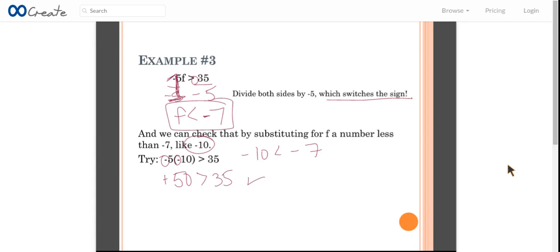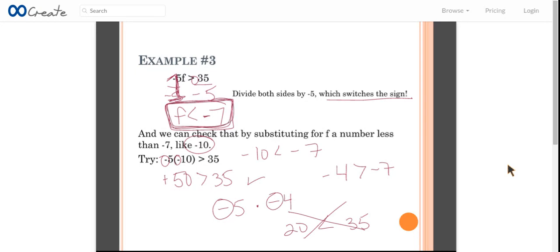Let's do another one with -4. -5 times -4. Well, -4 is bigger than -7, so let's check. -5 times -4: 5 times 4 is 20, and I have both negatives, so my sign is positive. Well, 20 is actually less than 35, so that doesn't work. That reinforces that my variable f has to be less than -7.